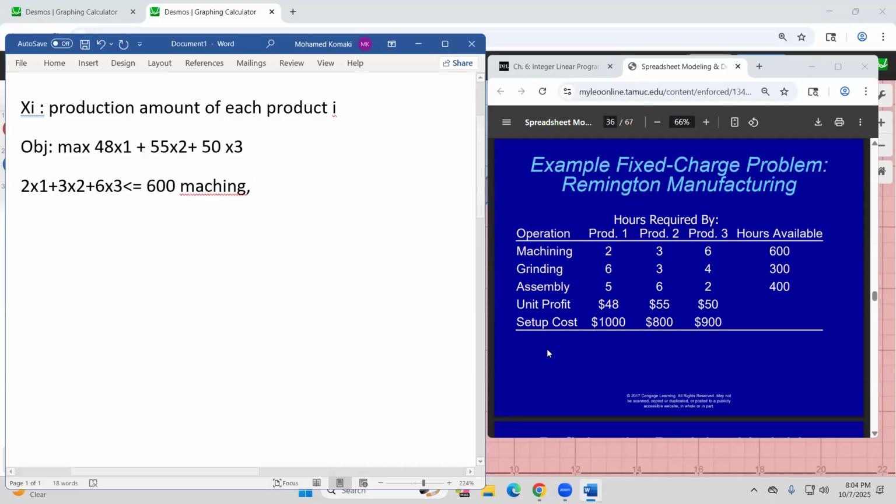Now, the only thing that I need to answer is how can I include the setup cost, and how to tell that if I do the setup, the production should happen. Okay. All right.